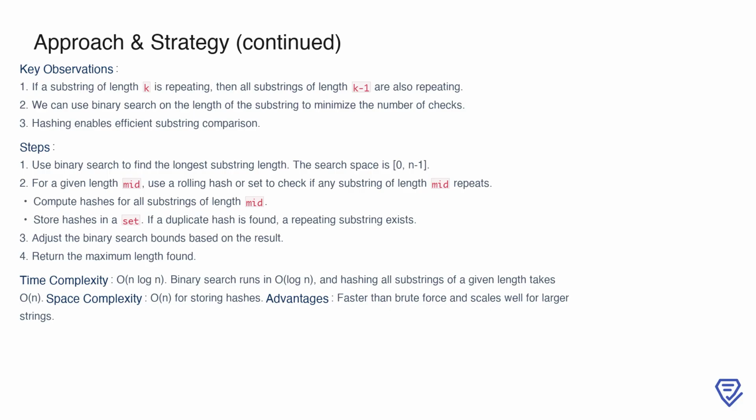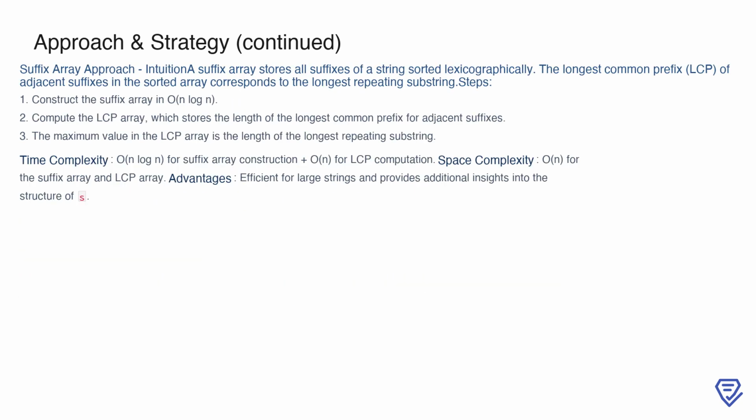This method is faster than brute force and scales well for larger strings, making it an excellent choice for this problem. Additionally, there's the suffix array approach, which provides another efficient way to solve the problem. A suffix array stores all suffixes of a string in sorted lexicographical order. By computing the longest common prefix, or LCP, of adjacent suffixes in the sorted array, we can determine the longest repeating substring.